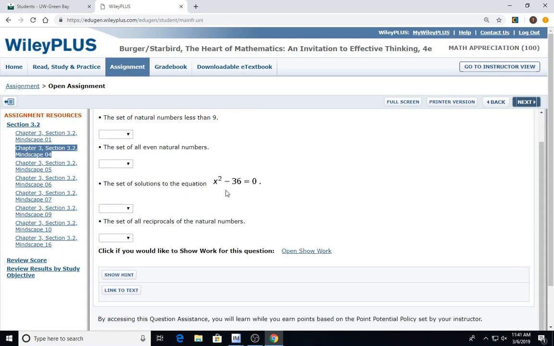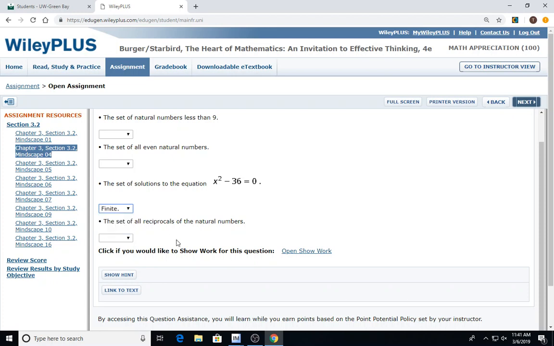The set of solutions to this equation? X squared minus 36 is 0. So this equation, if you remember from algebra, has two answers, the number 6 and the number -6. So there's two answers, so this would be finite. If you didn't remember that from algebra, though, this would be kind of hard, so finite.